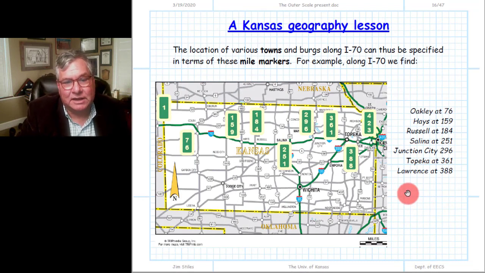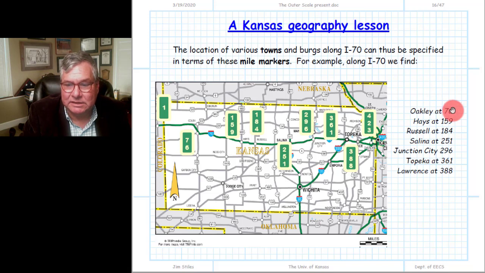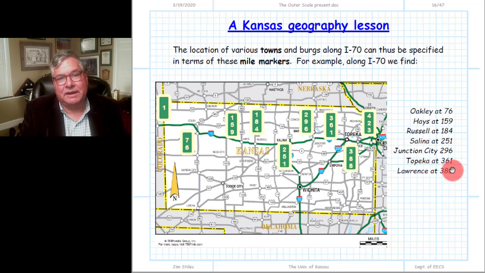So a little geography lesson. If we were to drive along I-70 in Kansas, as we progressed from west to east, we would pass by a number of towns, and each of those towns would have a mile marker associated with them, or at least their exit. Oakley at 76, Junction City at 296, Lawrence at 388, for example. What is the significance of this number?